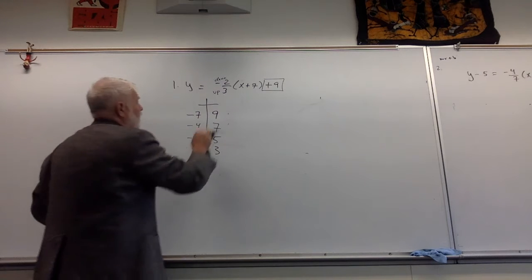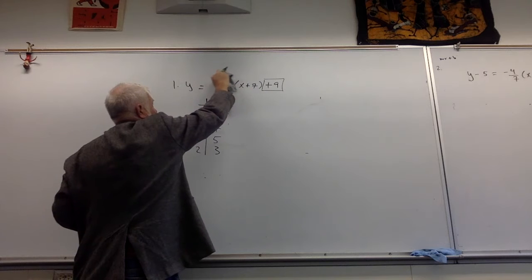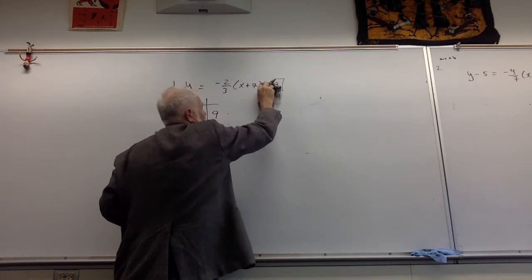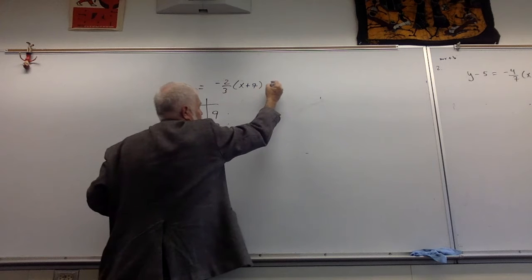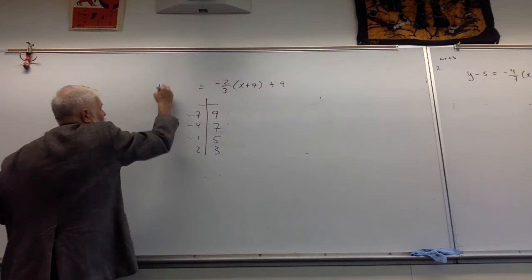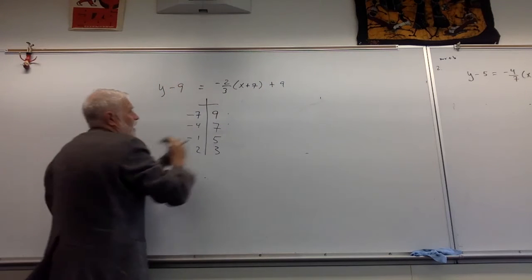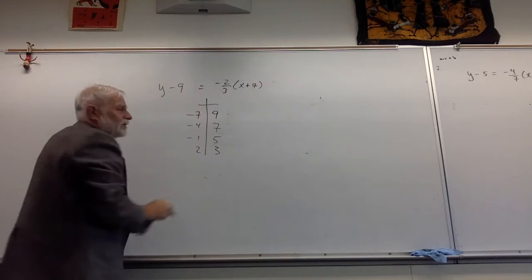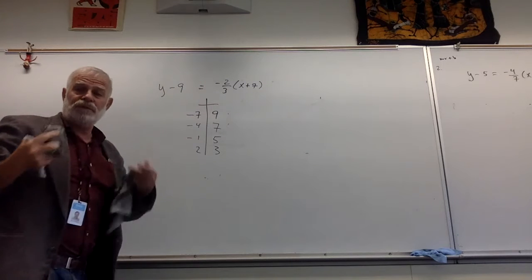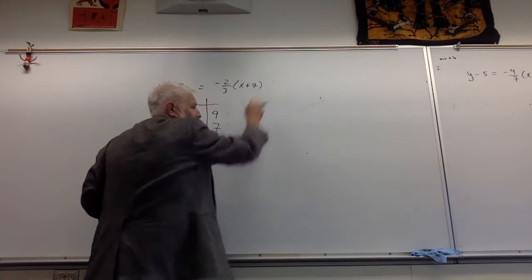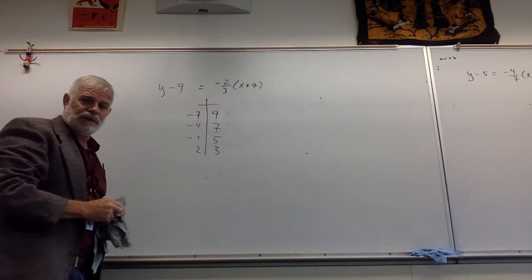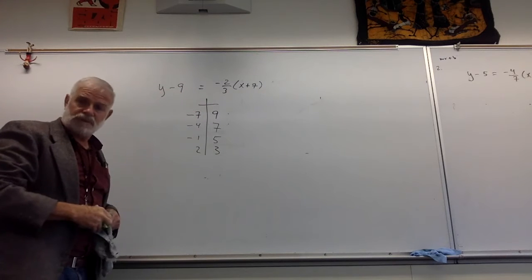Now, keep in mind, this positive 9 here could have been written on the other side. Addition of 9 on this side could have been written as subtraction of 9 on that side. And oftentimes, this is how textbooks will communicate a linear function to you. I much prefer the 9 here. I think it has a lot of advantages, but it could be that way.